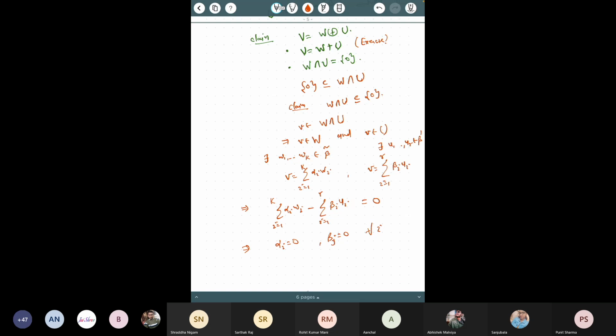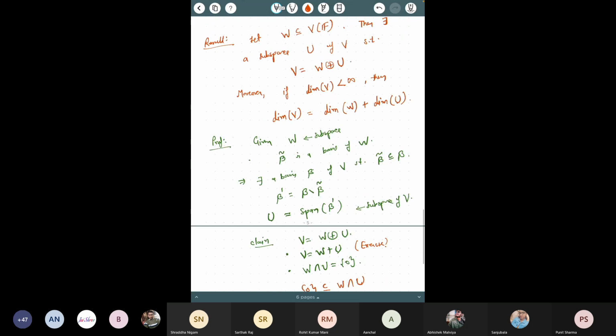So let's say beta j is 0, for i equal to 1 to k and j equal to 1 to r. Now this implies again that V is 0, and therefore W intersection U is just 0, and you are done. So you are done up to this. So you can say that V can be written as a direct sum of W and U. Now, if the dimension of V is finite, then this is also very straightforward, right?